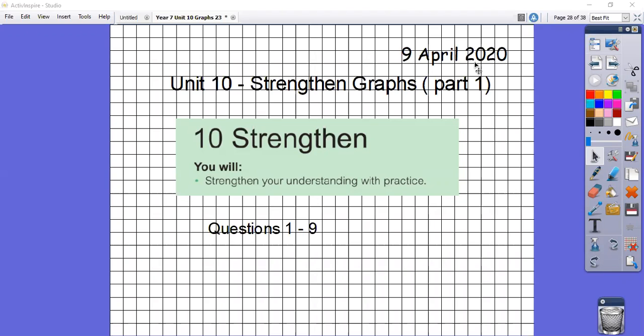We're now going to move on to Strengthen on Graphs work, part 1. So the title is Unit 10, Strengthen Graphs, part 1, and the learning intention is to strengthen your understanding with practice. And we're going to look at questions 1 to 9 in today's lesson. So moving on to question 1.